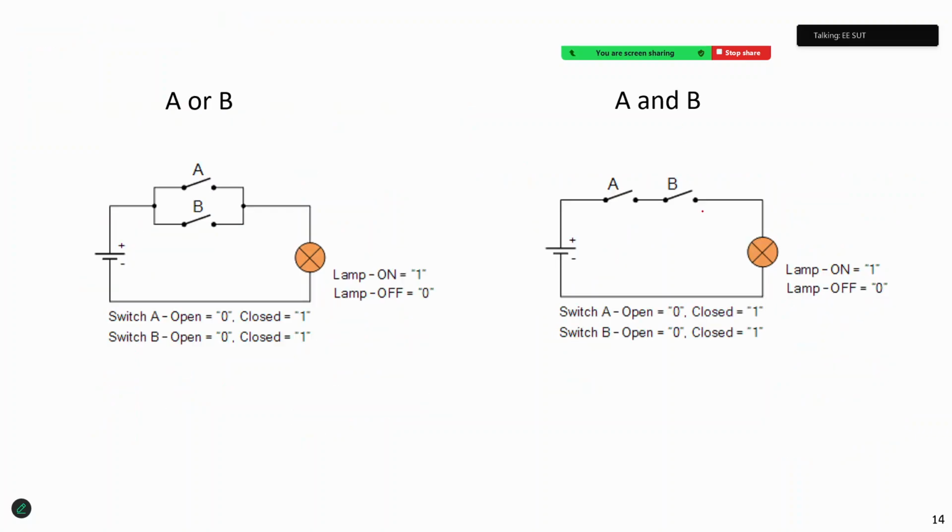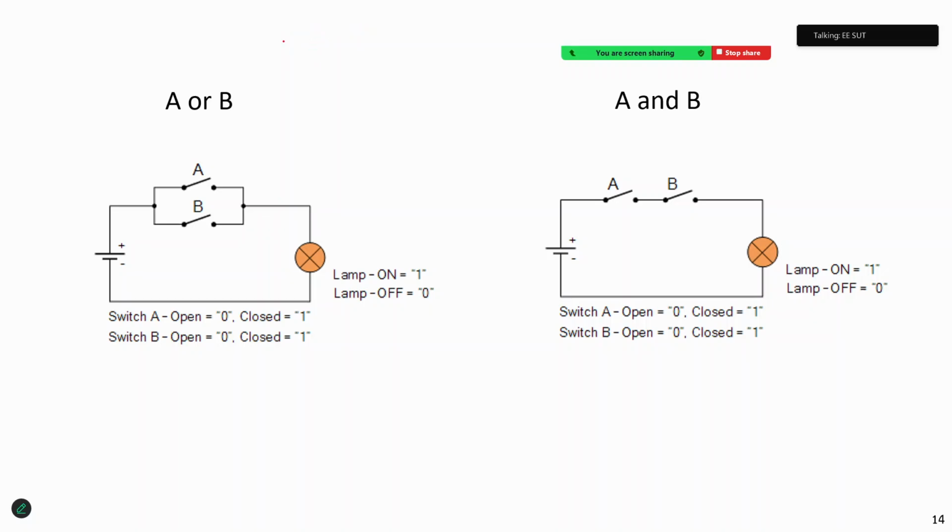Then we can also represent it by the switch here. Both A and B must close, right? Must close, then the lamp will be on, right? If either A is 1 and B is 0, the lamp will be turned off, right? We also have another type of representation like this.